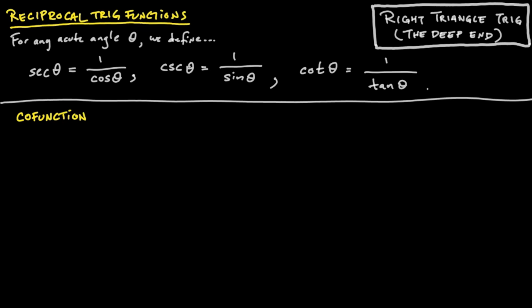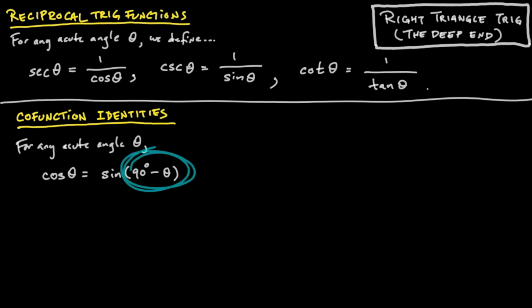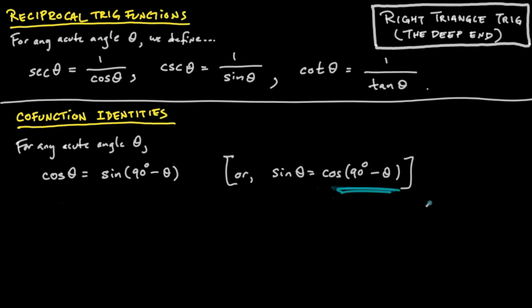And as you might guess, just as we discussed last time that sine and cosine are connected by that nice cofunction identity, the other cofunction pairs are also related by cofunction identities. What we saw last time was that for any acute angle theta, the cosine of theta is the sine of theta's complement. So for example, cosine of 10 degrees is the same thing as sine of 80 degrees, or the cosine of 30 degrees is the same thing as the sine of 60 degrees. And of course you can read it backwards as well. The sine of an angle is the cosine of its complement. So we could write that just as well as the sine of theta is the cosine of theta's complement.